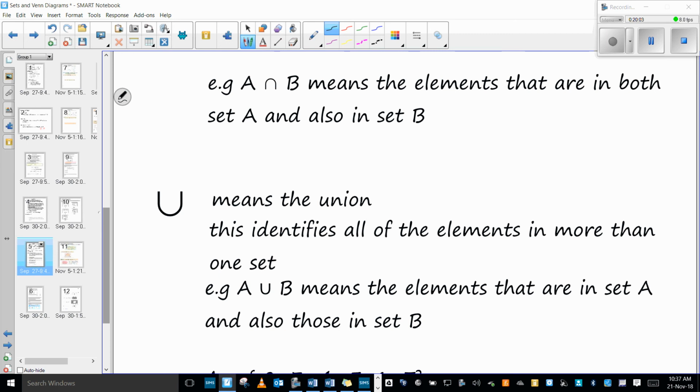So the intersection would be just those people that did both of them. The union, I would list all of your names and the people that did physics as well, but I wouldn't repeat them. So that's the important thing, you don't repeat them. Should I combine them? Okay, combine them, yes. Just take away the repeats.